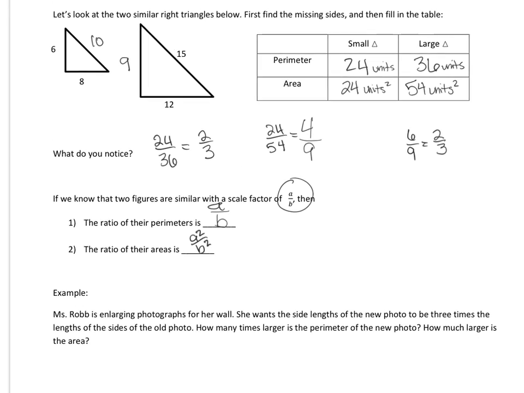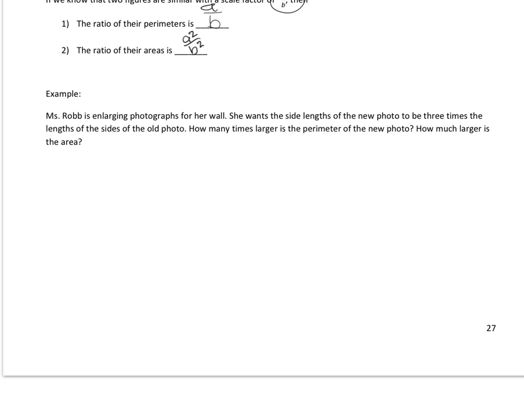Let's take a look at an example of this. Ms. Robb is enlarging photographs for her wall. She wants the side lengths of the new photos to be 3 times the length of the side lengths of the old photos. How many times larger is the perimeter of the new photo? How many times larger is the area? So my ratio of new to old is 3 to 1. That's my a over b, which means that the perimeter is also going to be in a ratio of 3 over 1, which means that it will be 3 times larger.